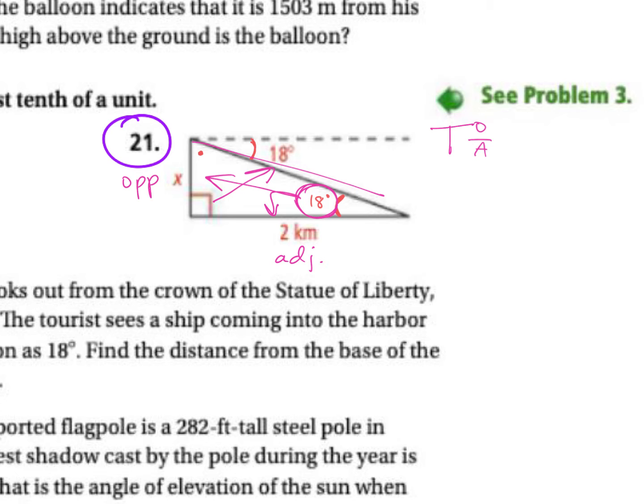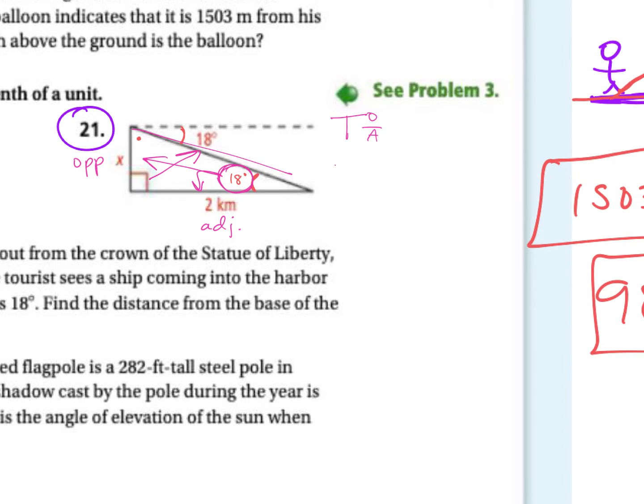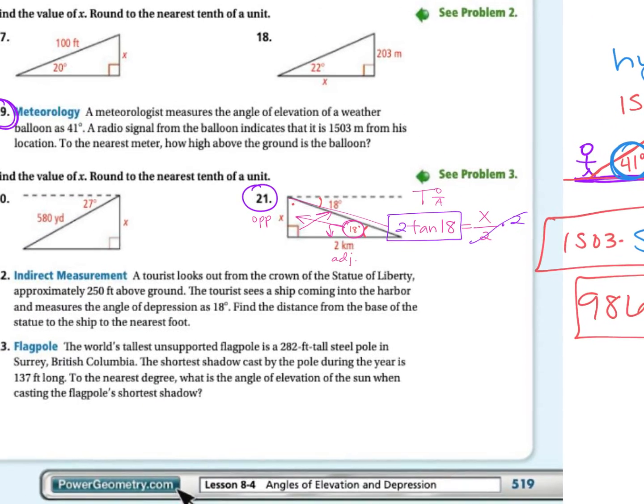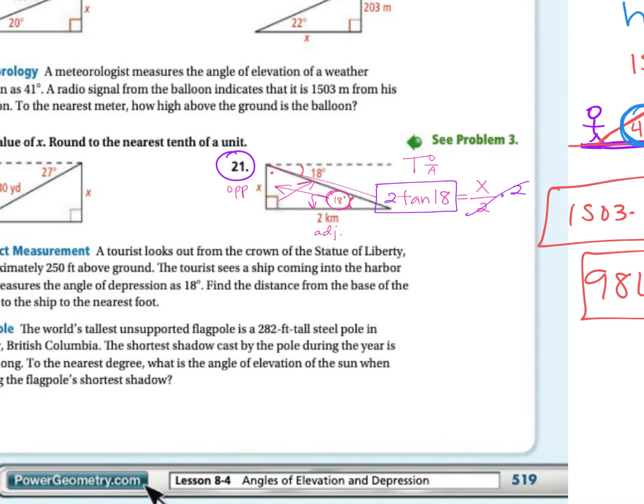Tangent. Opposite over adjacent. So you're going to say the tangent of the angle equals the opposite, which is x, over the adjacent, which is 2. And then how do you solve that? You multiply by 2. So you would plug this into your calculator: 2 tan 18. So 0.64983 is what you get. They say round to the nearest tenth of a unit. So this would be 0.6 kilometers.